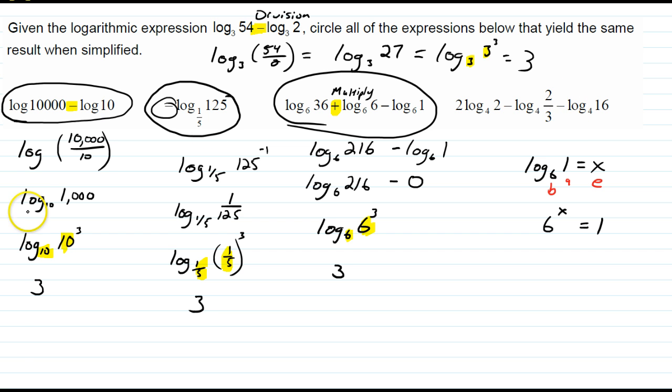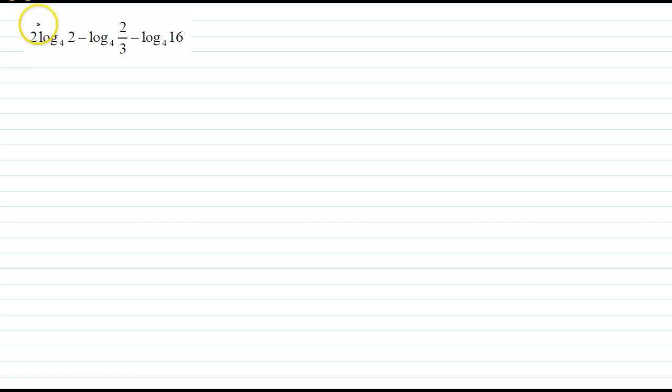Alright, let's try this one on a different screen. For this one, since we have the 2 out front, we're going to put it back inside here as the exponent. So this is going to be log base 4 of 2 squared minus log base 4 of 2/3 minus log base 4 of 16. And so I'm going to write the 16 as a 4 squared. And then over here, the 2 squared, I'm going to write as a 4.